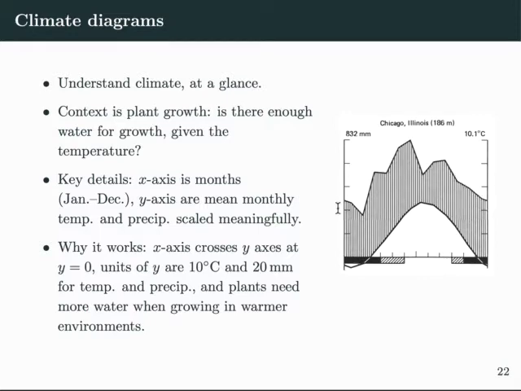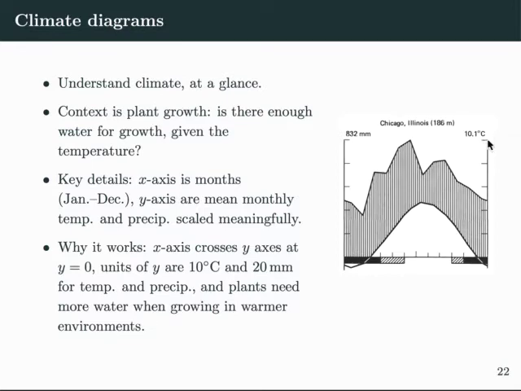So that's precipitation. On the other axis, we've got temperature. The 10.1 degrees Celsius at the top is the average temperature across the entire year, day, night, the entire year. Remember, this 832 is the total precipitation.